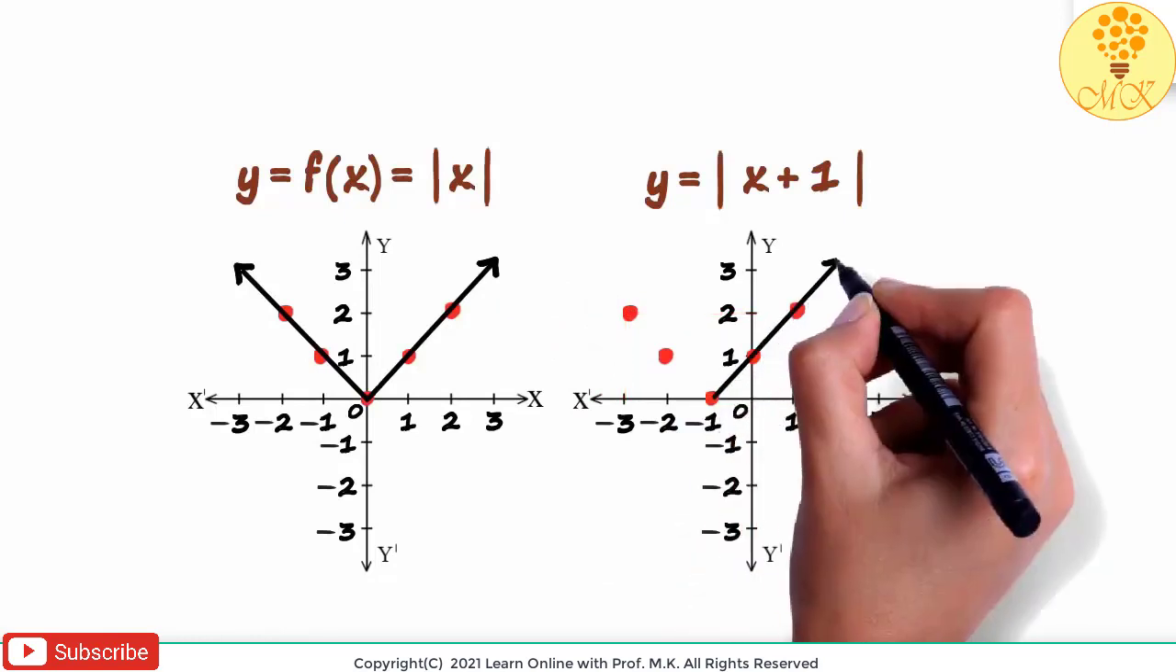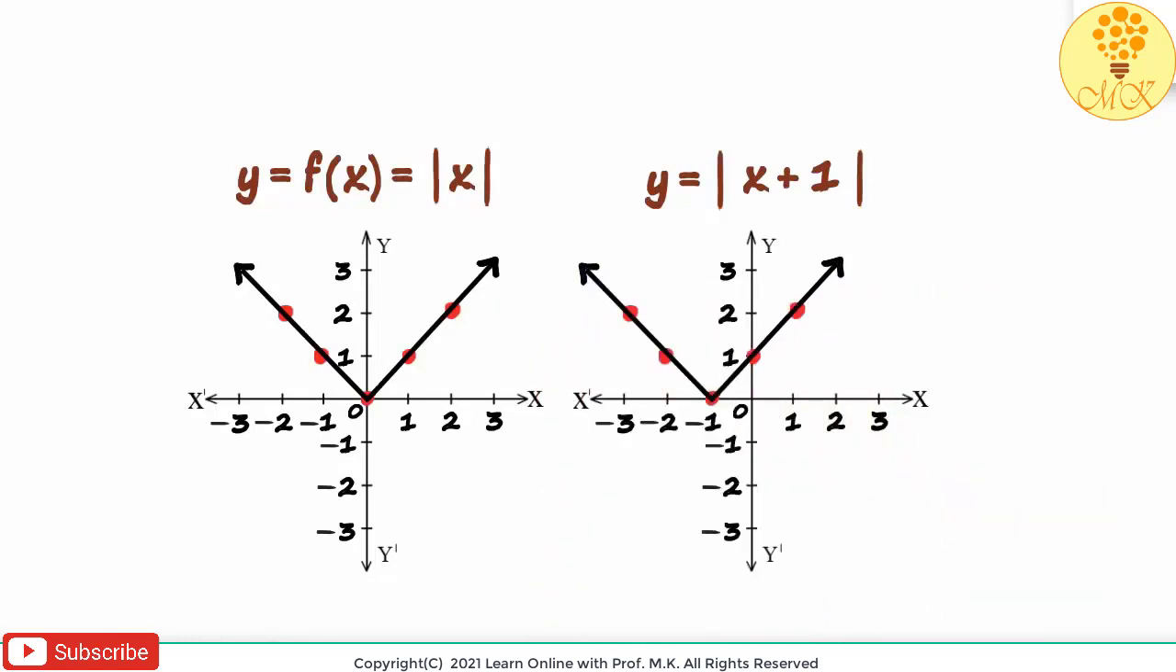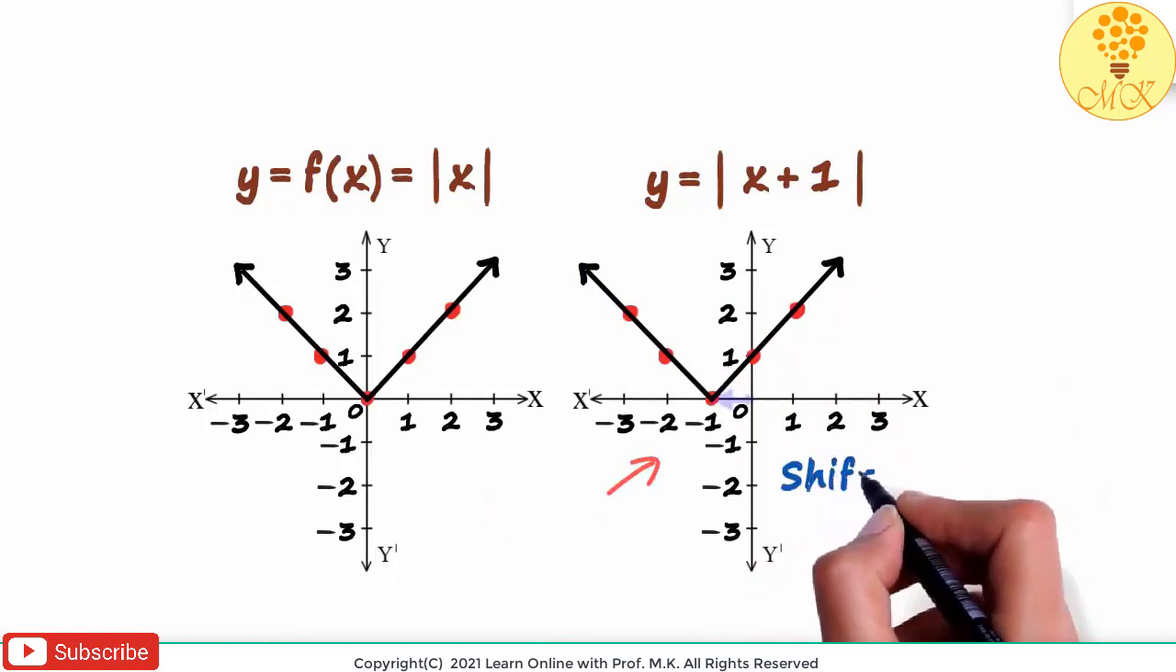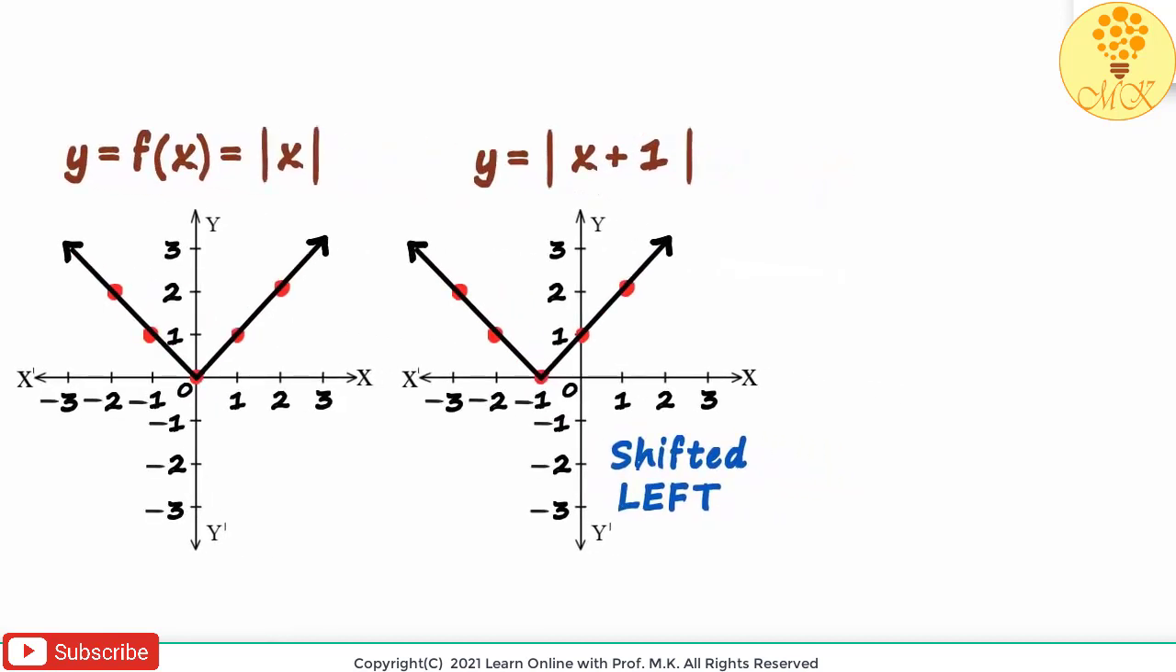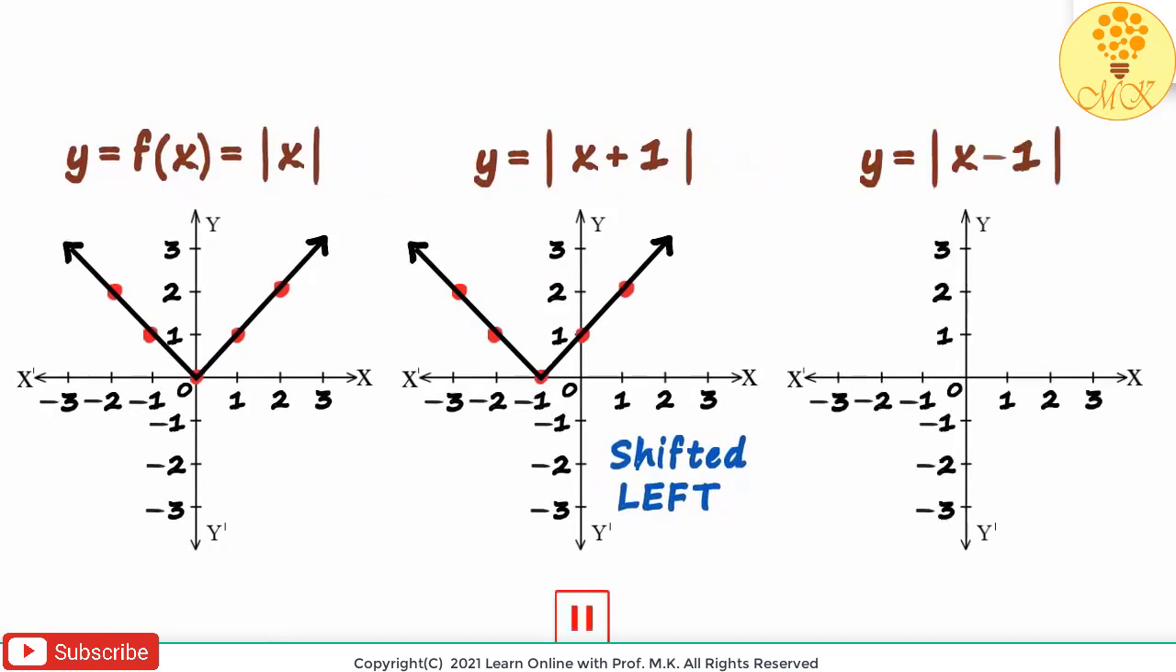Joining the points, the graph would look like this. Comparing it to the original graph, this one has shifted to the left by 1 unit. Adding a constant to the input shifts the graph towards the left. And what if we subtract a constant from the input? Try drawing the graph for this function.